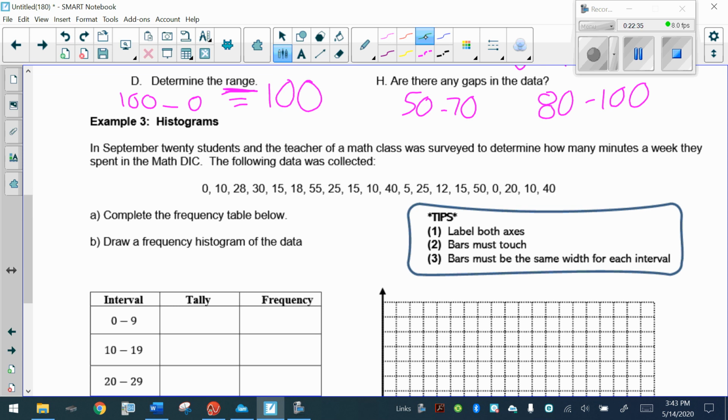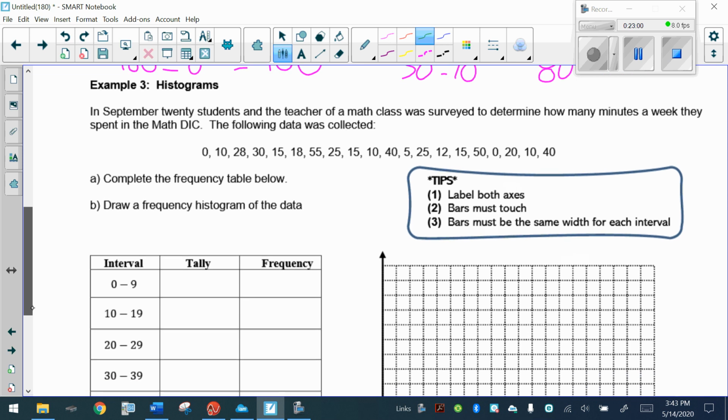All right. In September, 20 students and the teacher of a math class were surveyed to determine how many minutes a week they spent in the math DIC. The following data was collected. So we see all our numbers, and the first thing that catches my eye is they are not in order. So I need to be careful. You can put them in order if you want, but I'm not going to. I'm just going to be extra careful.